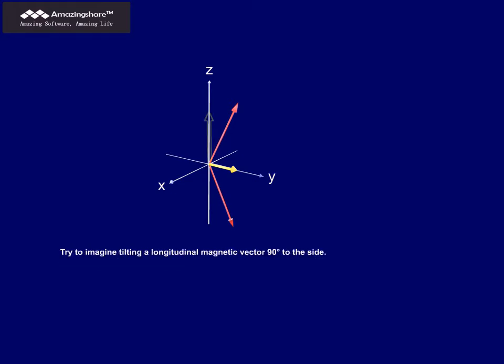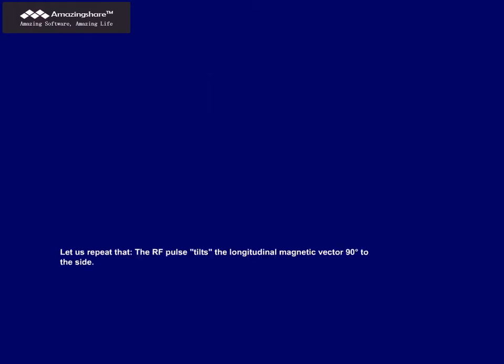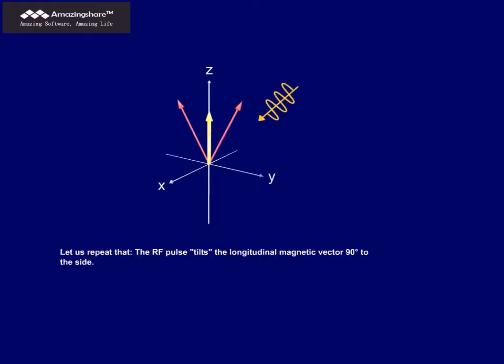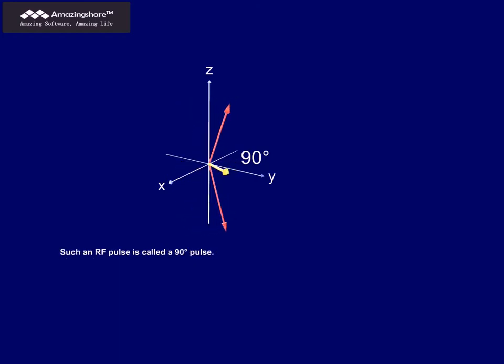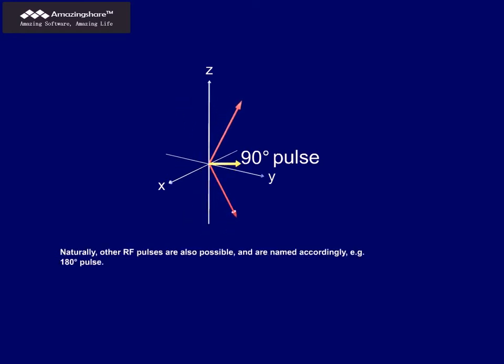Try to imagine tilting a longitudinal magnetic vector 90 degrees to the side. Let's repeat that. The RF pulse tilts the longitudinal magnetic vector 90 degrees to the side. Such an RF pulse is called a 90-degree pulse. Naturally, other RF pulses are also possible and are named accordingly. For example, 180-degree pulse.